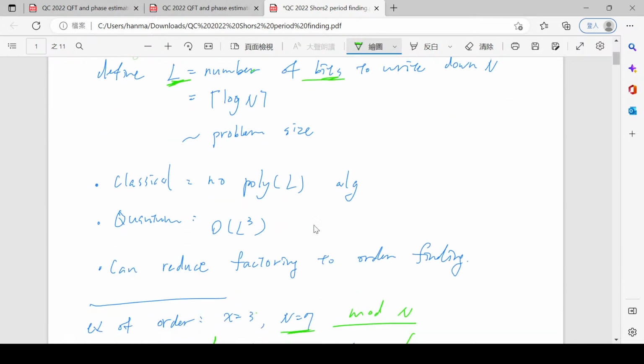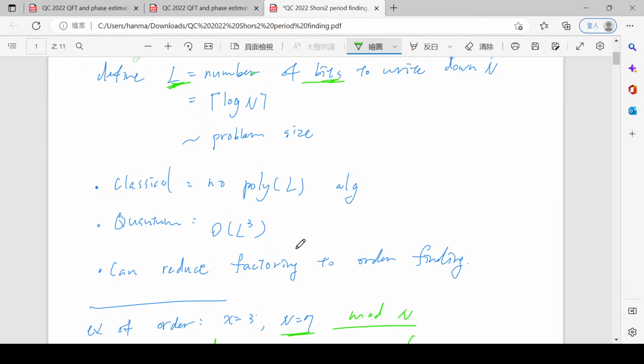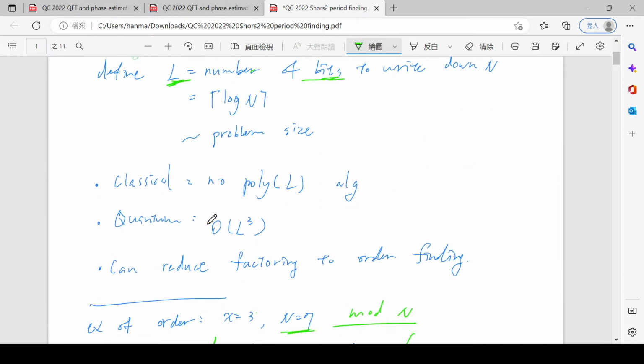Okay, and finally, back to one layer. How fast can we solve order finding with a classical or quantum algorithm? For classical algorithms, we don't exactly have an upper bound, but what we know is people have tried pretty hard, and we haven't found any poly-L classical algorithm that can solve order finding. We are going to see very soon that we have a quantum algorithm that uses phase estimation and will do order finding in L cubed.